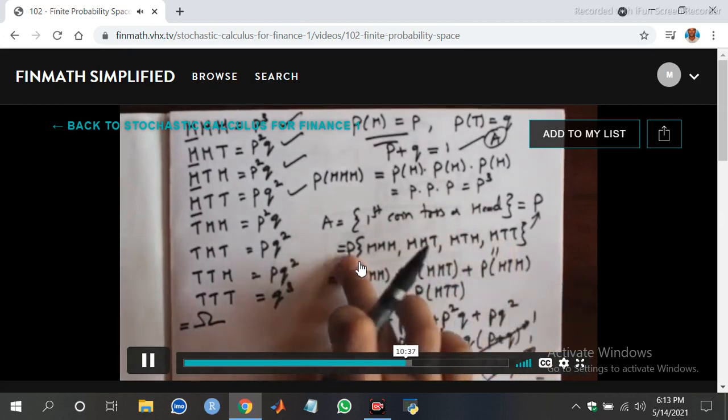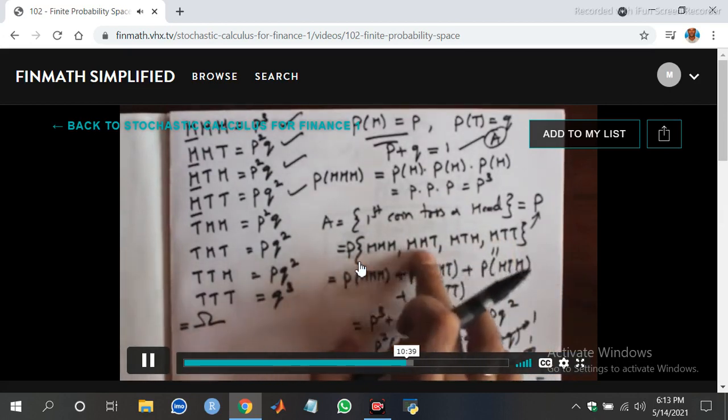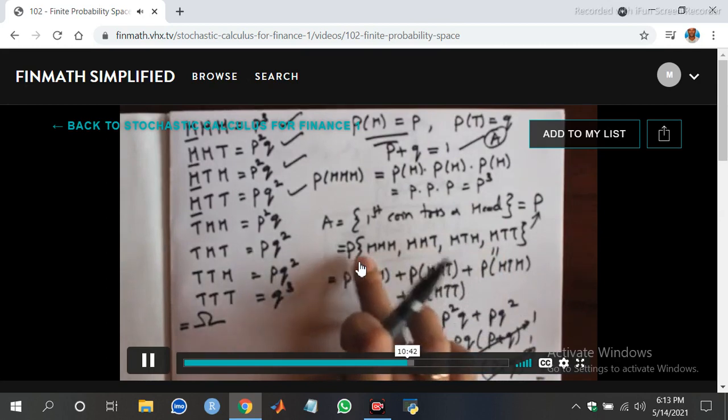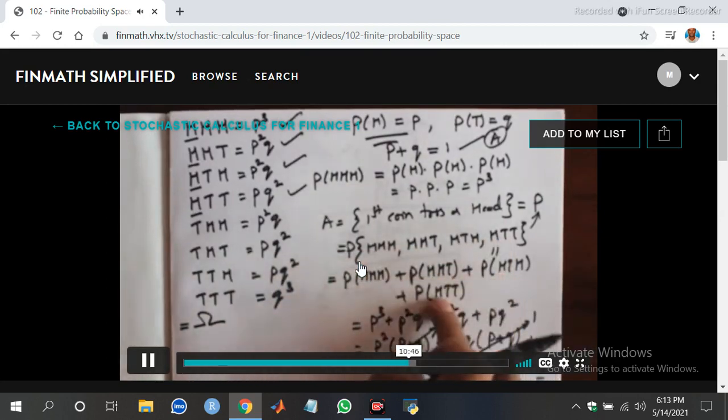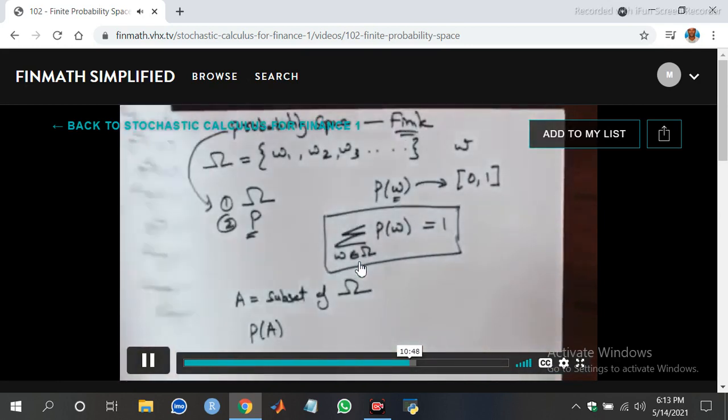Okay. Now, when we wanted to find out the probability of those 4 elements, it was the same as summing the probability of each of these individual elements. Likewise here. Okay, so same thing here.